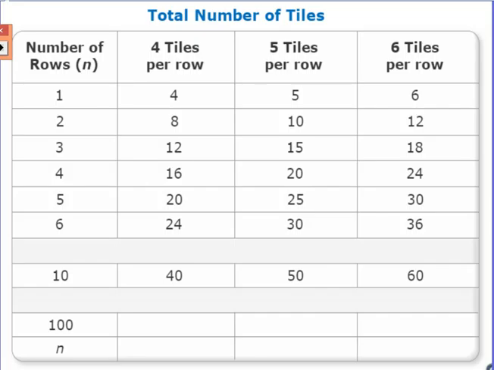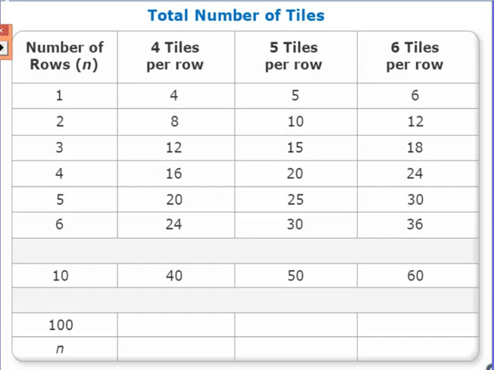I've put together the 3 tables for the total number of tiles with 4 tiles across, 5 tiles across, and 6 tiles across. From your discussion in the last class and by looking at this table, what can you tell me about how the total number of tiles increases as you add a row of tiles? What's the same about the total number of tiles increasing in each of the 3 situations, and what's different?